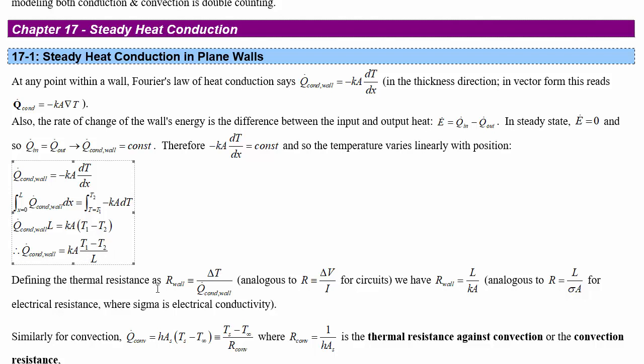And so with that in mind, we're going to define thermal resistance as the driver of heat flow, the temperature difference, divided by the rate of heat flow, the heat current. Again, analogous to circuits, where R is defined as the voltage difference, the potential difference, divided by current. So the resistance for a wall section with this definition ends up being L divided by thermal conductivity times the cross-sectional area. Again, analogous to the one for electrical resistance, where now we use electrical conductivity there.